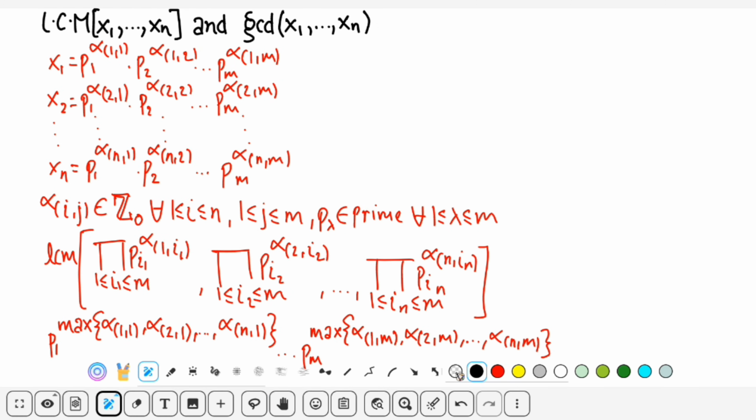Now listen carefully. So here we consider the maximum of all these alpha i's. So p1 raised to the power alpha 1,1, p1 raised to the power alpha 2,1, and p1 raised to the power alpha n,1. So we consider the maximum power, the maximum from all of these. Same for p2 and same for pm.